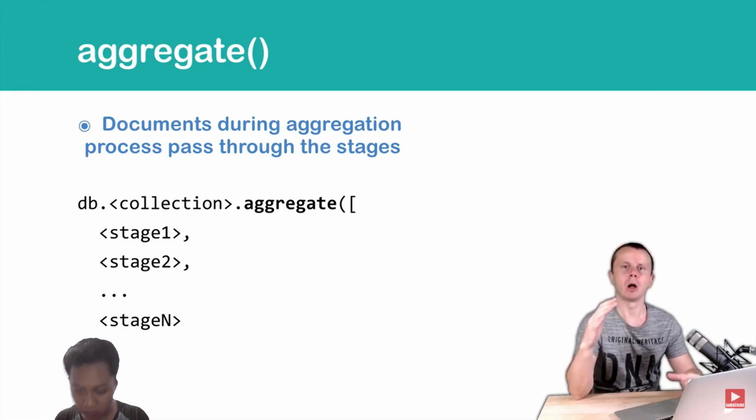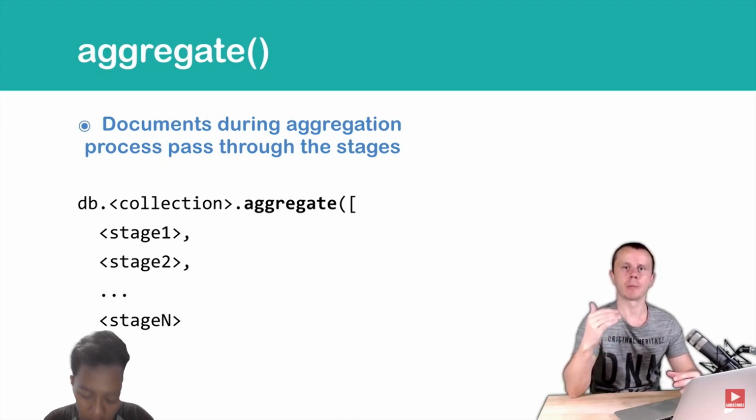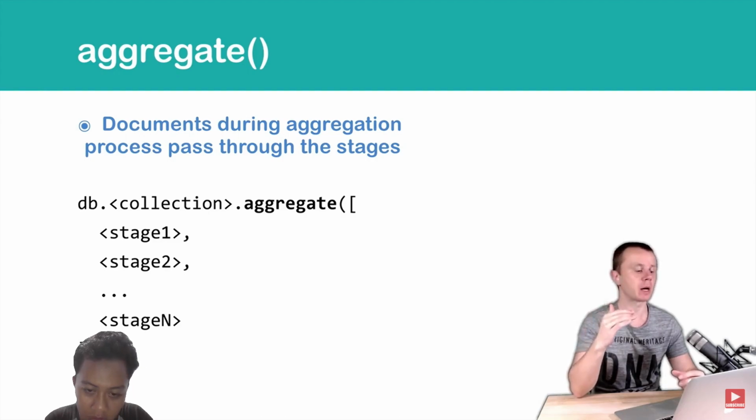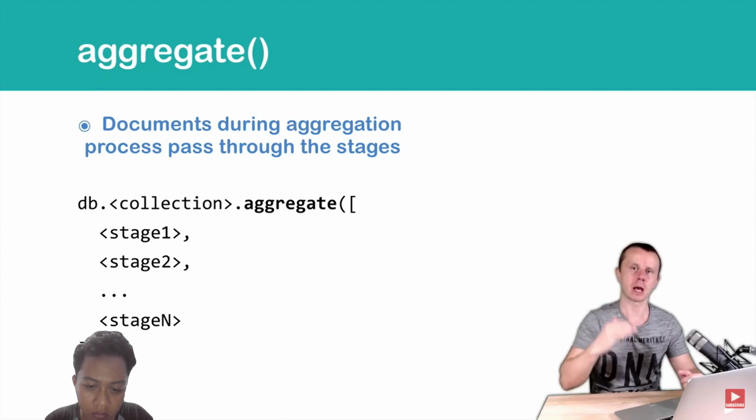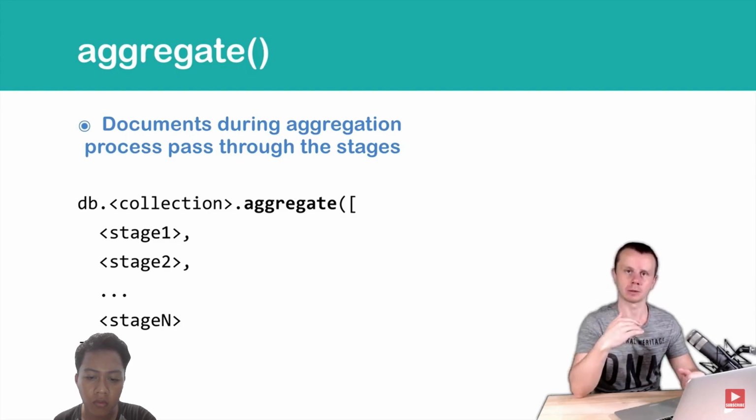At the beginning, all documents in the collection are passed to the stage 1. Then those documents are processed in this stage, and result of processing is passed to stage 2. Stage 2 takes those documents from the stage 1, performs its operation, and then passes to the next stage, and so on. When last stage ends its operation, results are returned back to the client.